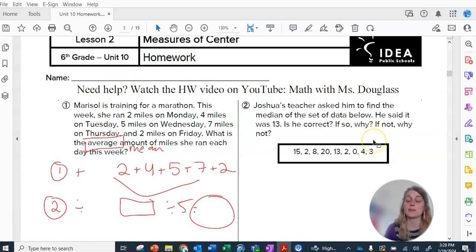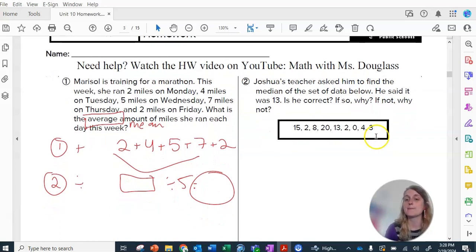Joshua's teacher asked him to find the median. Median is the middle. He says the answer is 13, because he went, not this one, not this one, not this one, not this one... Oh, middle number. Yay! I'll tell you the answer. He's wrong. Because he didn't do step 1. He just jumped straight to step 2 of find the middle.